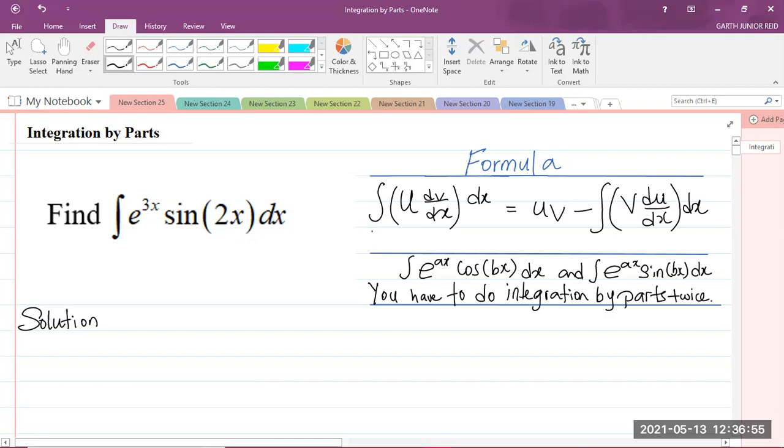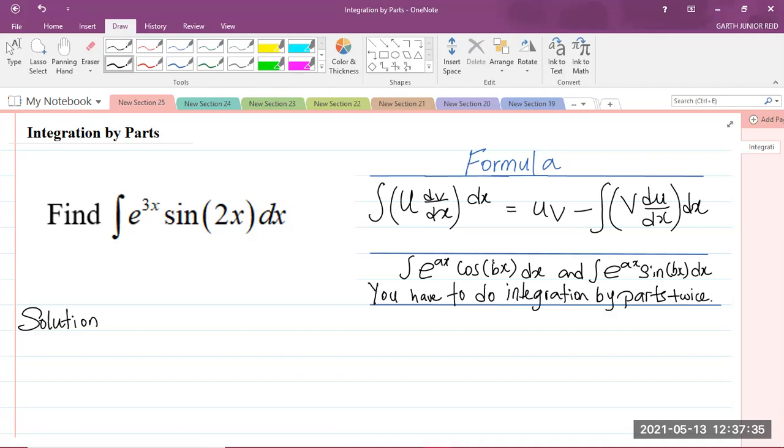All right. Now, if you look carefully, we have the integral in the form of e to the ax multiplied by the sine of bx dx. Anytime you have an integral in that form, or in the form of e to the ax cosine bx dx, you will have to do integration by parts twice. We'll be required to use integration by parts twice for this question. Okay. So let us get into the question now.